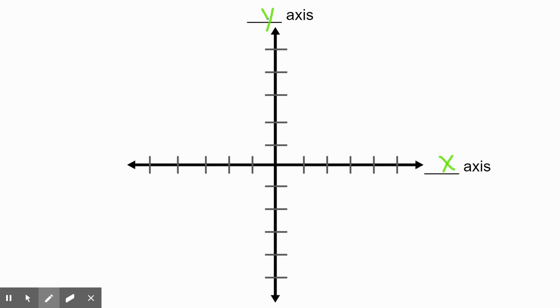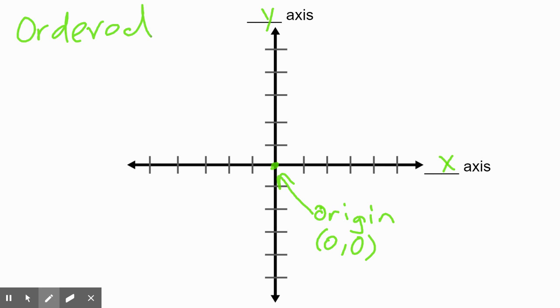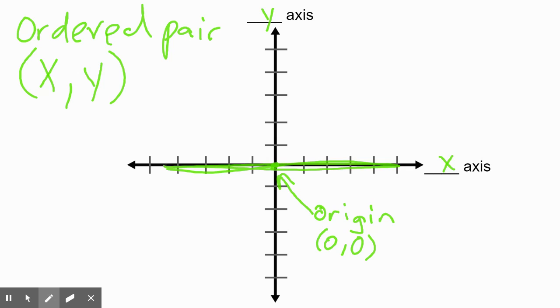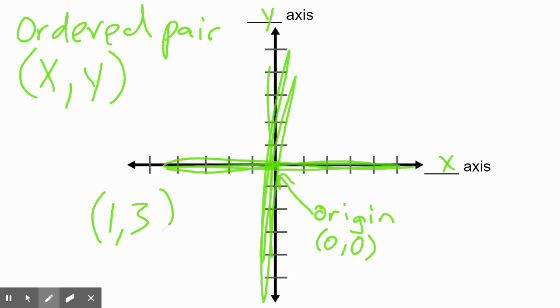Now, where the points intersect, this is very important. This point here is known as the origin. And this point, the coordinates are 0, 0. Now, when I refer to coordinates, there's another name for these. They are known as an ordered pair. So an ordered pair is in the format of x, y, where our x-axis will come first, and then our y. So if I wanted to plot 1, 3, well, that means I would go over 1 and up, 1, 2, 3.